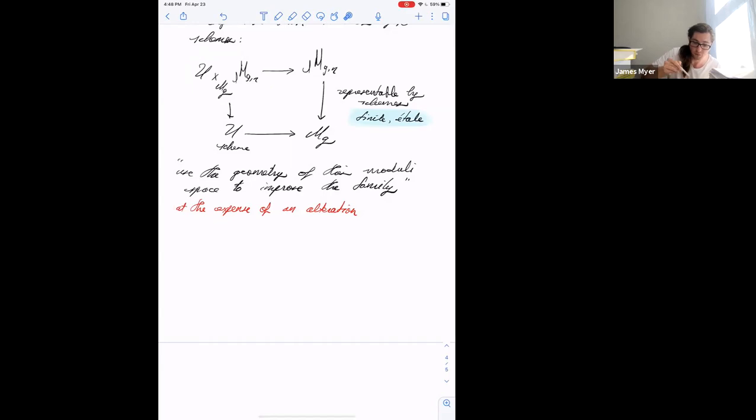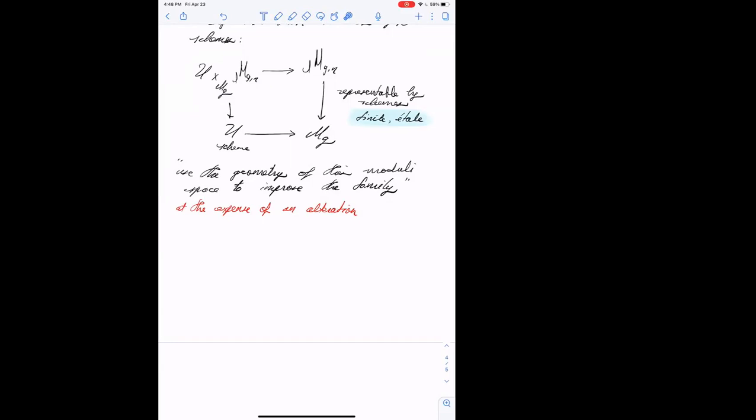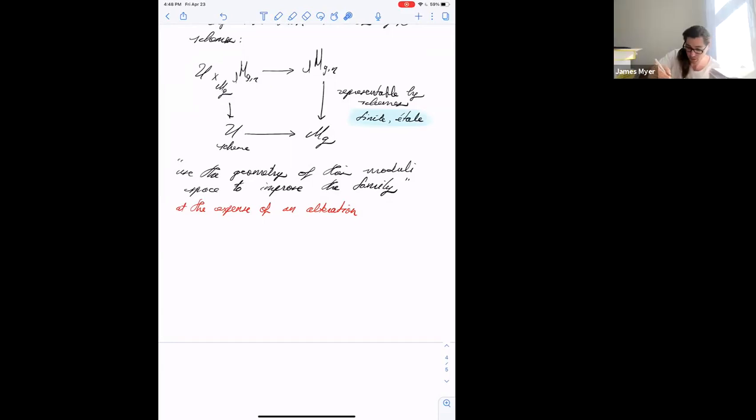So at this stage, this is a smooth scheme. But once I start taking the closures of things, I'm going to ruin that. Right, that's the problem. So I'm going to ruin it when I take a closure. Of course, all of this is at the expense of an alteration. So let me get to that step quickly.